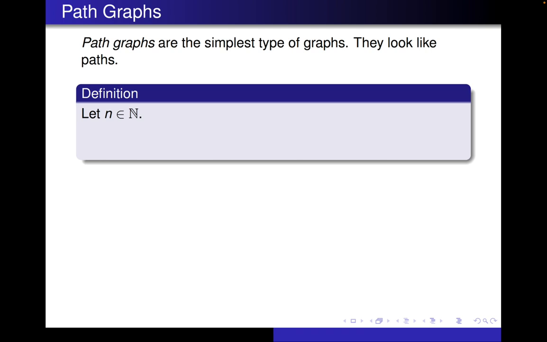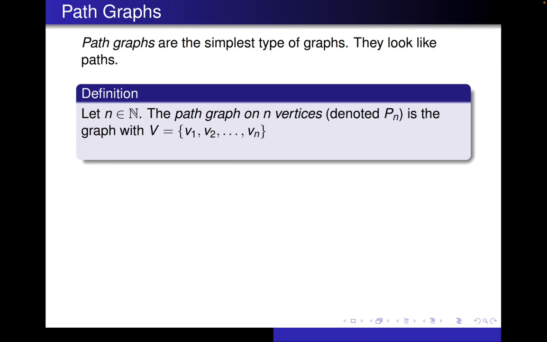If n is a natural number, the path graph on n vertices, and the notation for that is Pn, is a graph with n vertices, and you can call them whatever you want. We're going to call our vertices v1, v2 through vn, just so you can see how many vertices there are. And the edges are the ones that are right next to each other: v1, v2; v2, v3; v3, v4; all the way up to vn minus 1, vn.